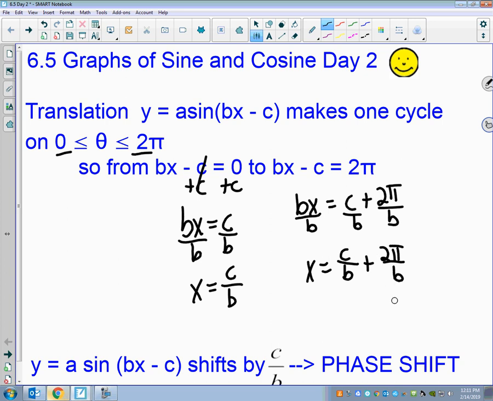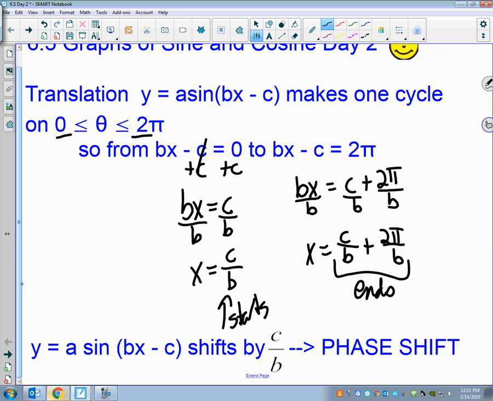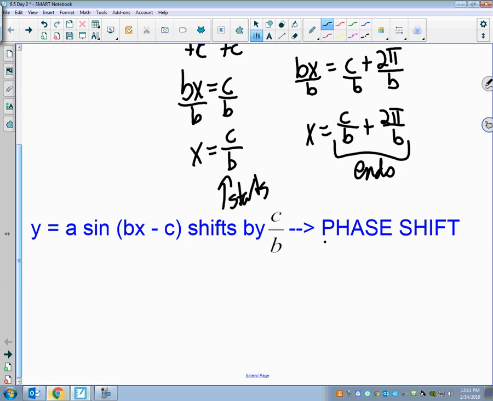And if you think about what we talked about in the first video, this is the period, and this is where you started. And so now it translates. It starts here and it ends here, and you get that one complete cycle, like the 5 key points. So instead of calling it a translation, it's called a phase shift. Basically it starts at c over b. So that's what you need to know.